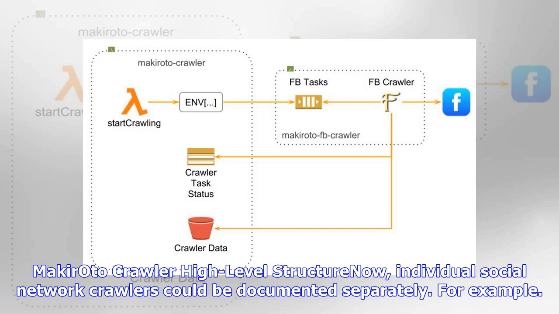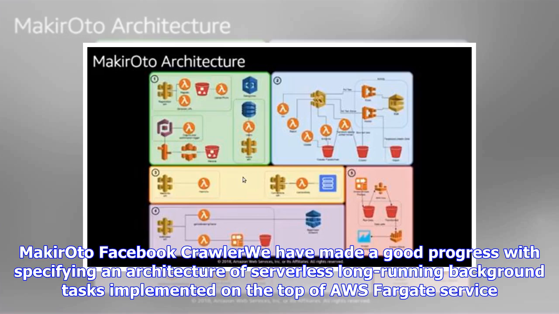For example, Makiroto Facebook crawler. We have made good progress with specifying an architecture of serverless long-running background tasks implemented on top of the AWS Fargate service.